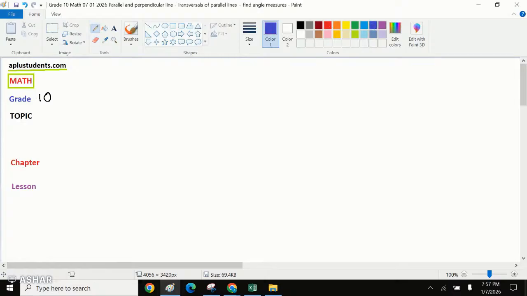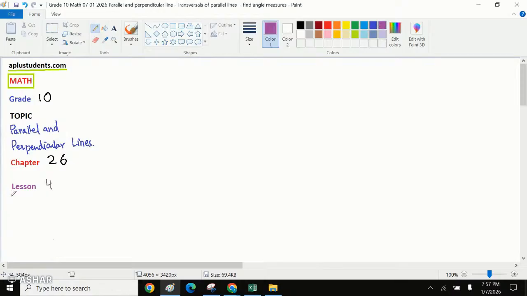The topic for today is parallel and perpendicular lines. The chapter number is 26, and the lesson number is lesson number 4.